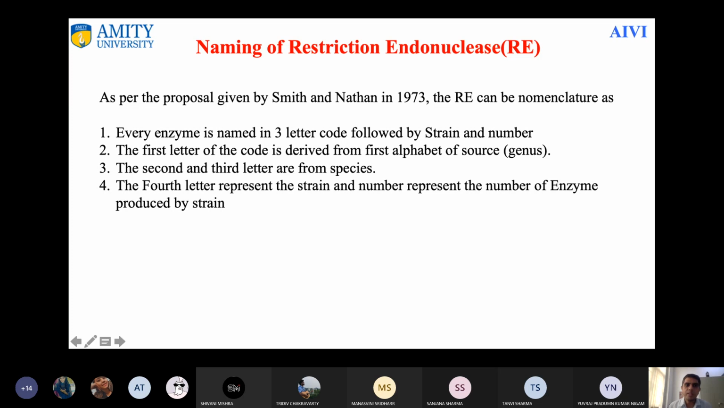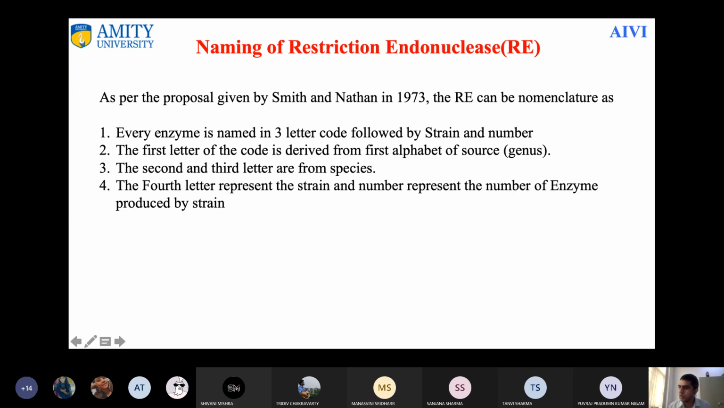Every enzyme name must contain a three-letter code followed by the strain and number. The first letter comes from the first letter of the source, that is the genus. The second and third letters come from the species, the fourth letter represents the strain, and the number represents the number of enzymes produced by the strain.